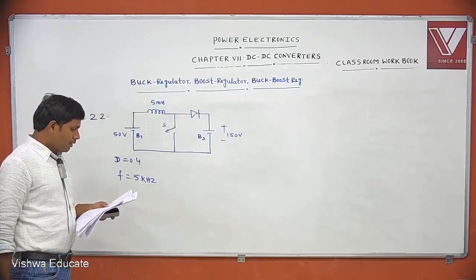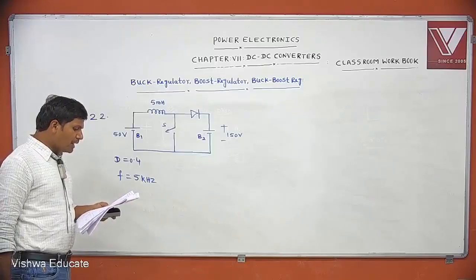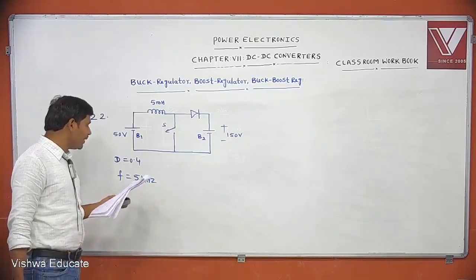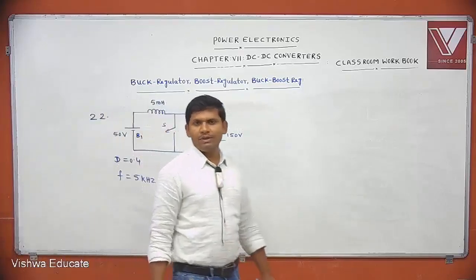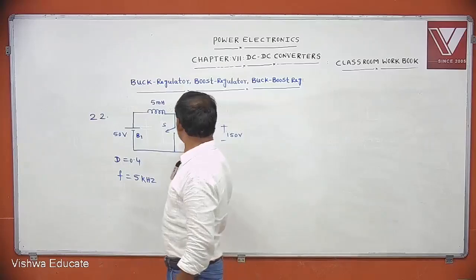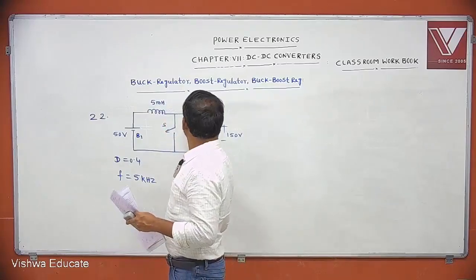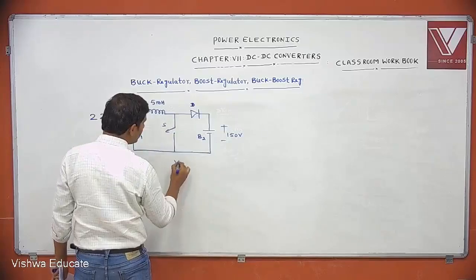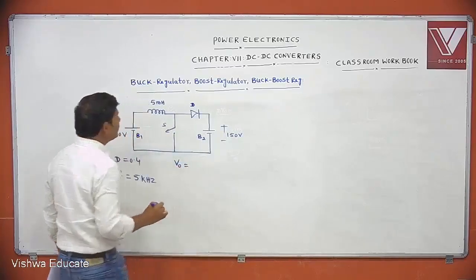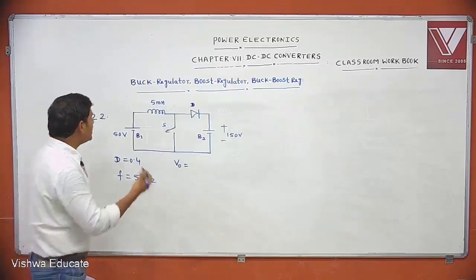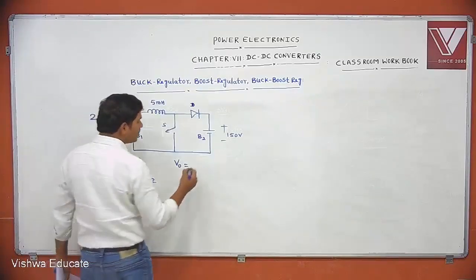You want to find the power transferred from B1 to B2. How much power is transferred from B1 to B2? First, to analyze it, is it continuous mode or discontinuous mode? The data is given. Can you calculate what is V0? Which chopper is it? Which regulator? Boost regulator, because the inductor is at the source side.